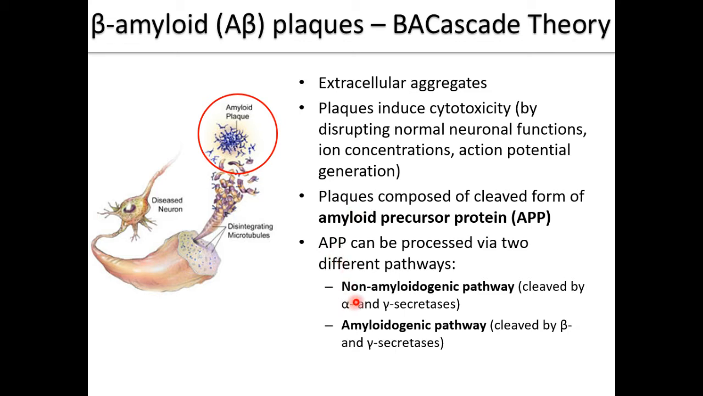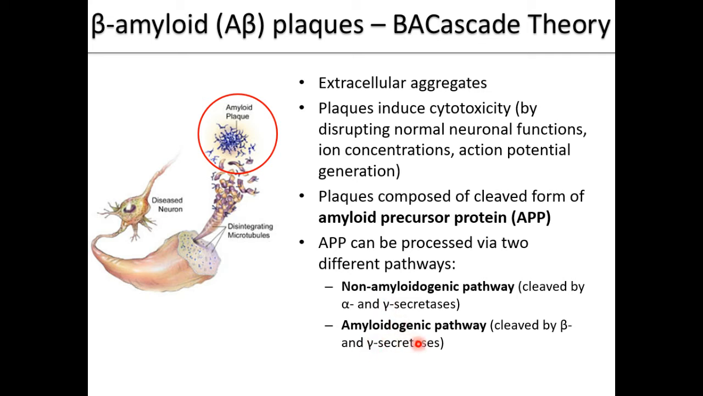One, we have what is known as a non-amyloid producing pathway. And again, if amyloid causes Alzheimer's disease, this is the pathway that would actually be better for your brain, to take this precursor protein and make these non-amyloid fragments from this. So this involves alpha secretase as well as gamma secretase.